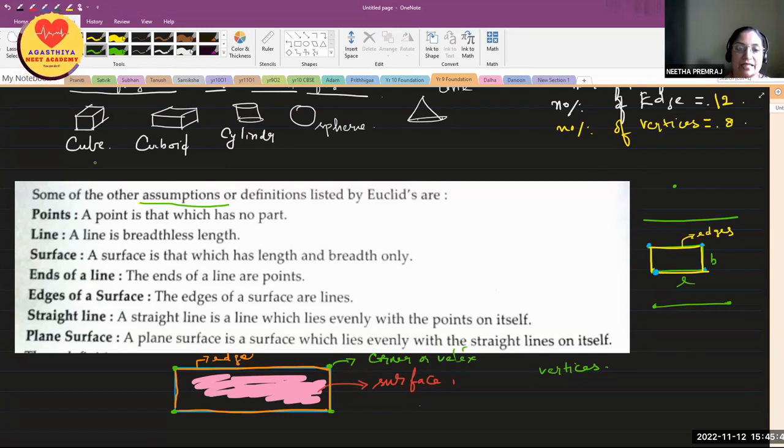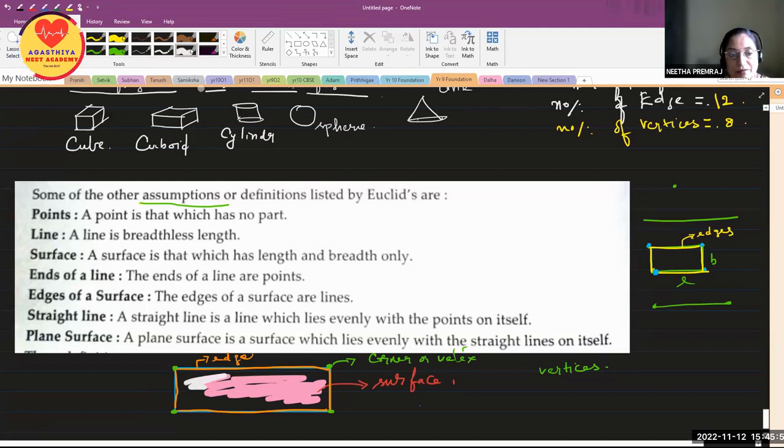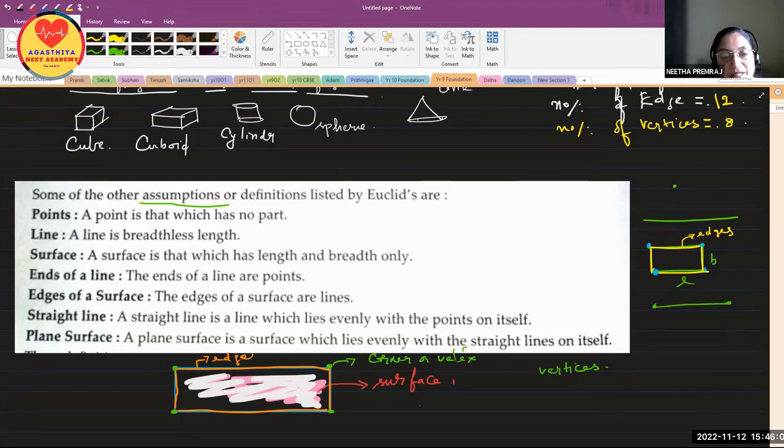Straight line. A straight line is a line which lies evenly with the points on itself. Plane surface. This is a plane surface, isn't it? This is a plane surface. That's it. Okay, guys, make a note of these points and we will move to the next concept.